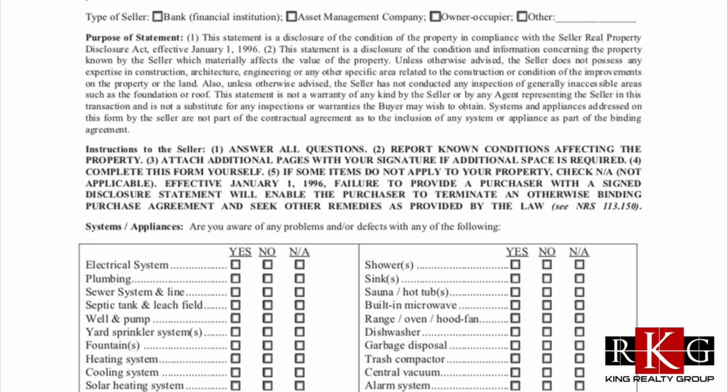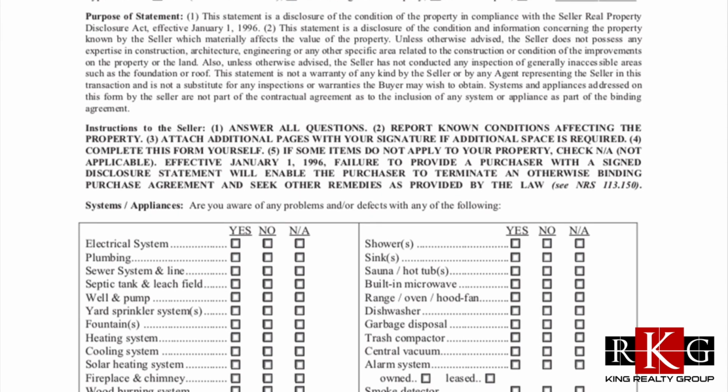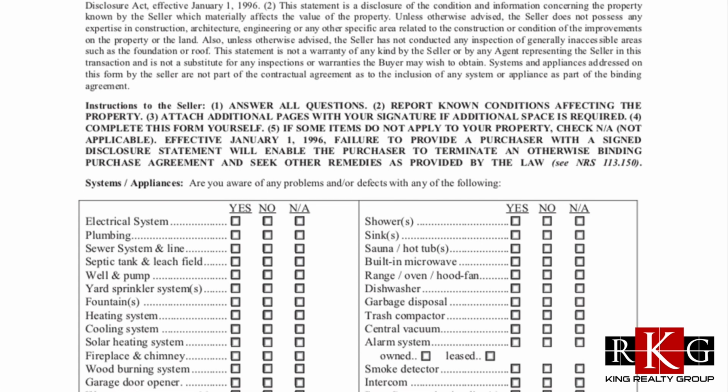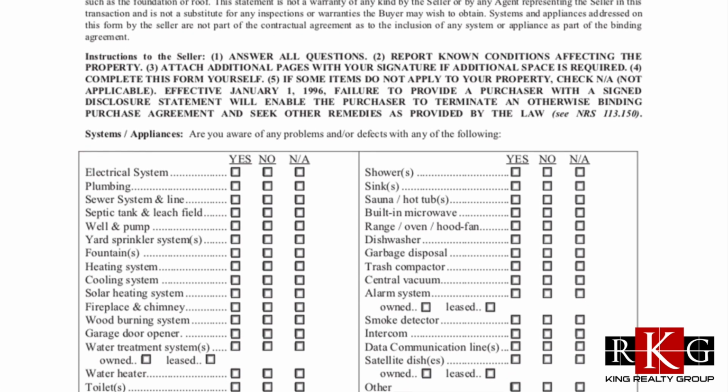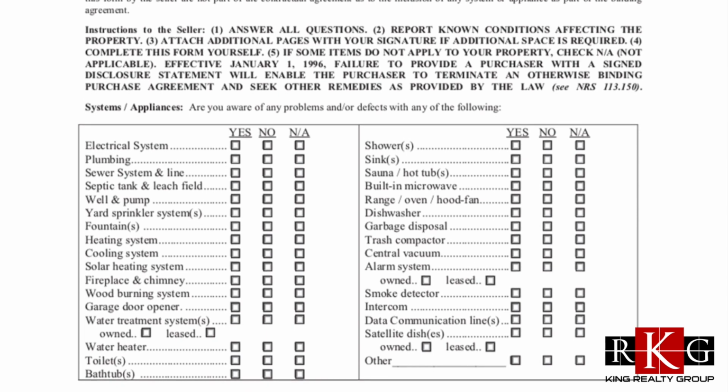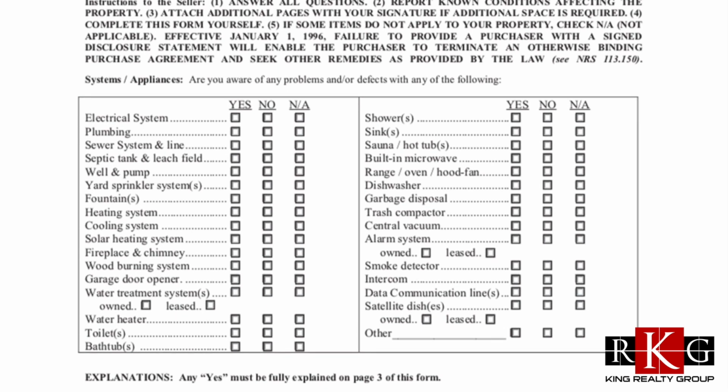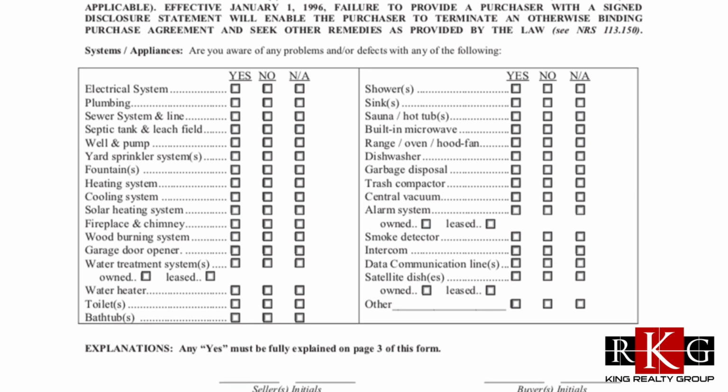A real estate licensee, unless they are the seller of the property, may not complete this form. The buyer may only sign the form after full and proper completion by the seller. A buyer may rescind the contract without penalty if they do not receive a fully and properly completed SRPD form.